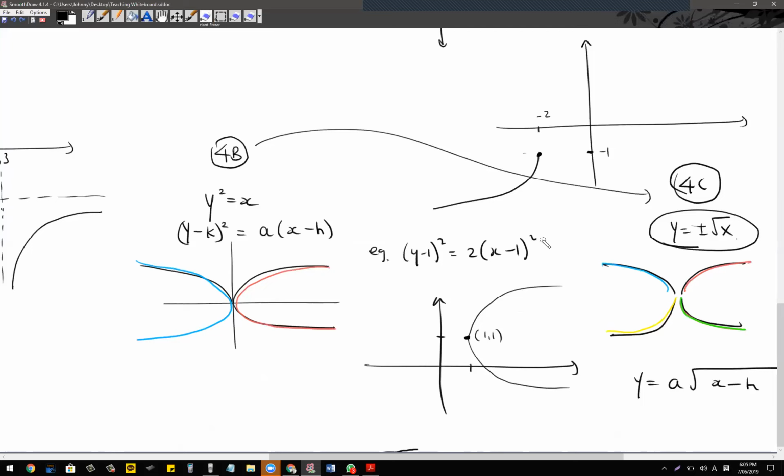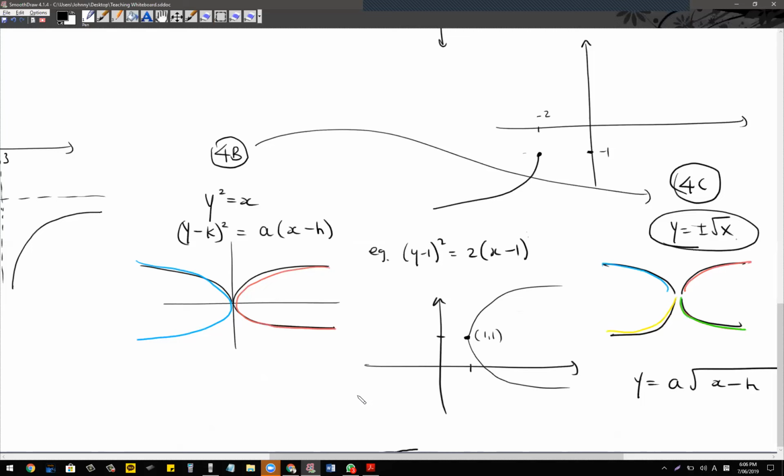Sorry, I made a mistake here because this is power 1 here. So with the 2, it wouldn't matter how big or how small. If it's positive, then it's going to go this way. Negative, it's going to go the other way.